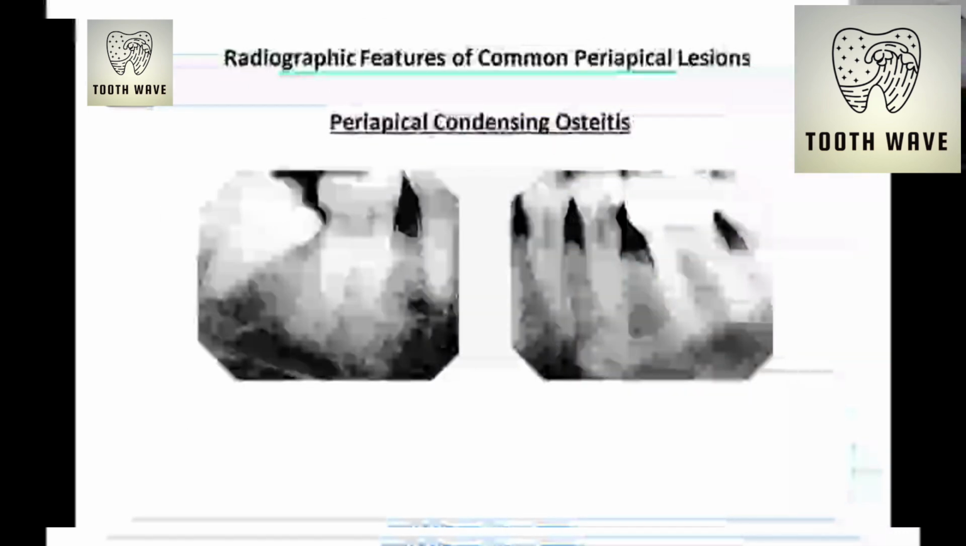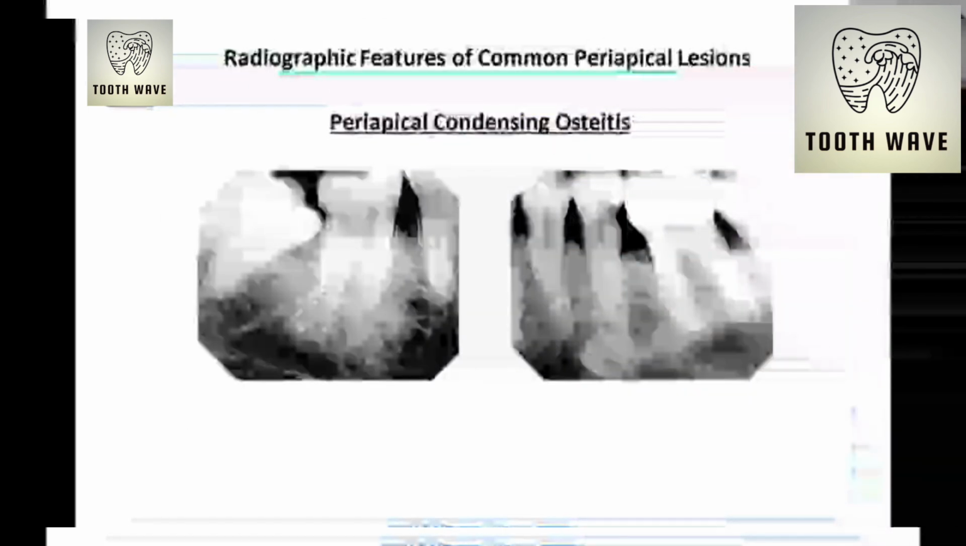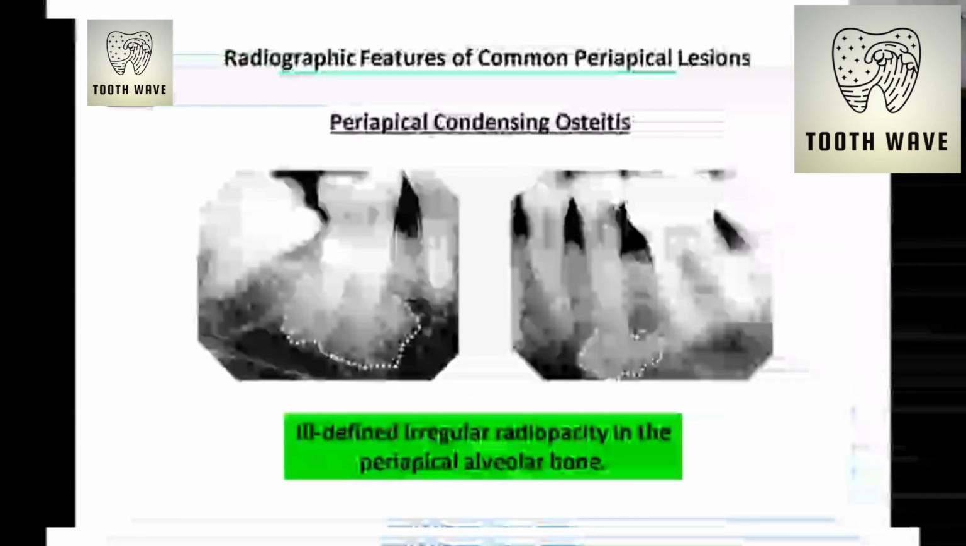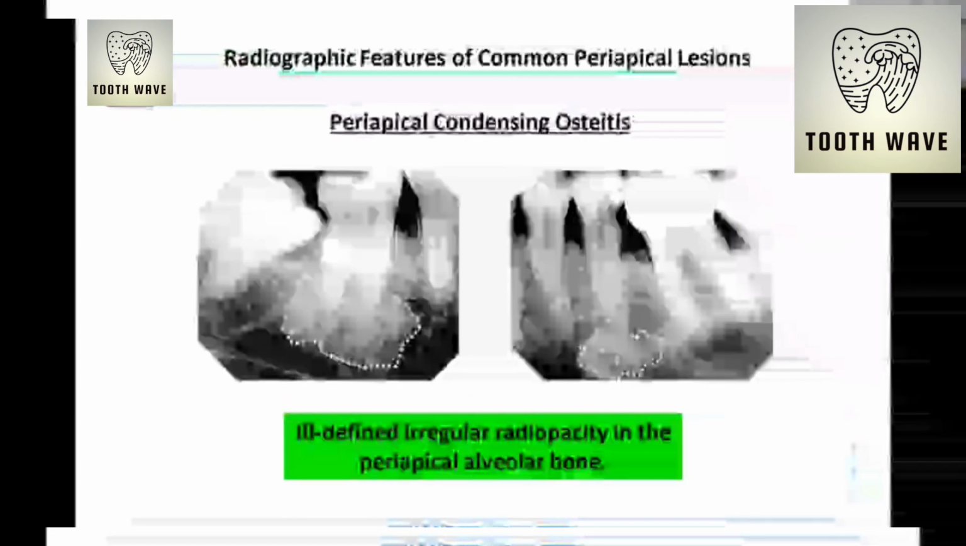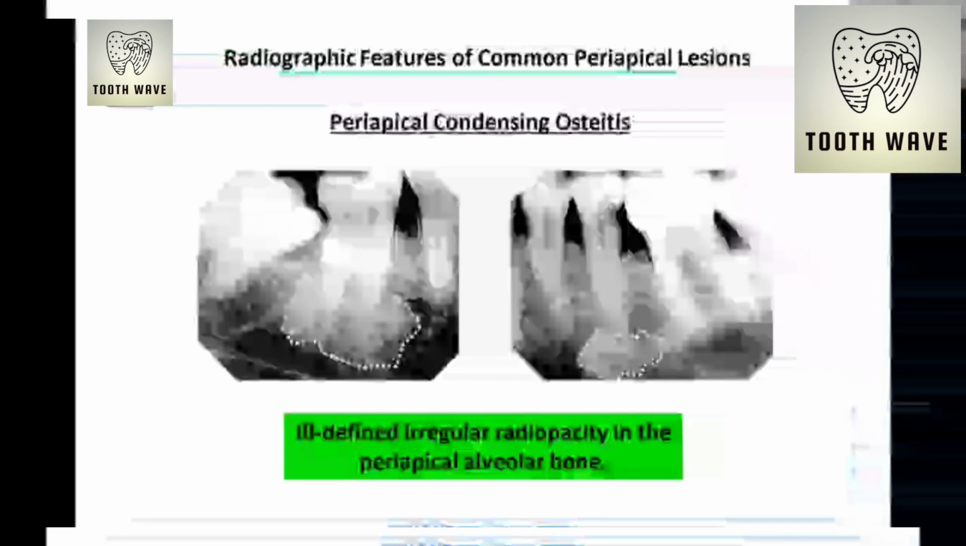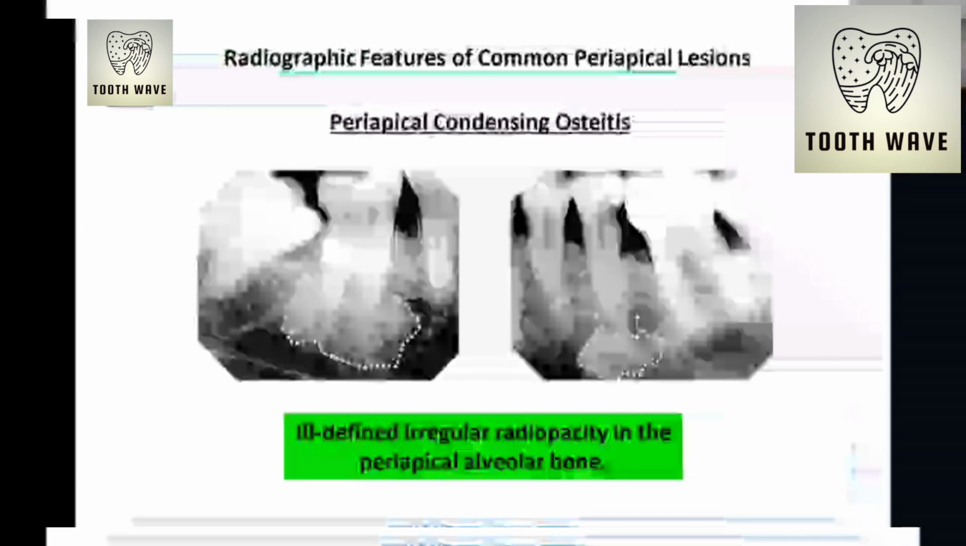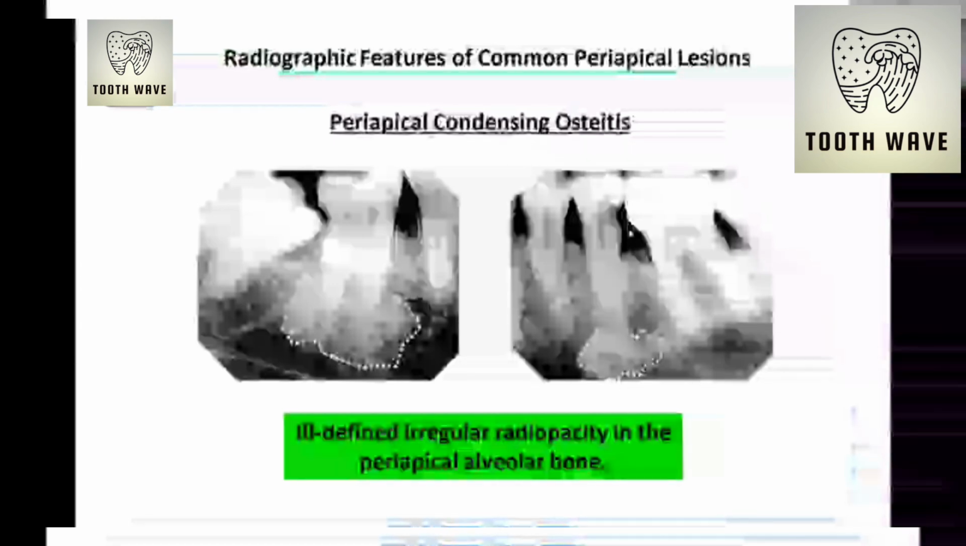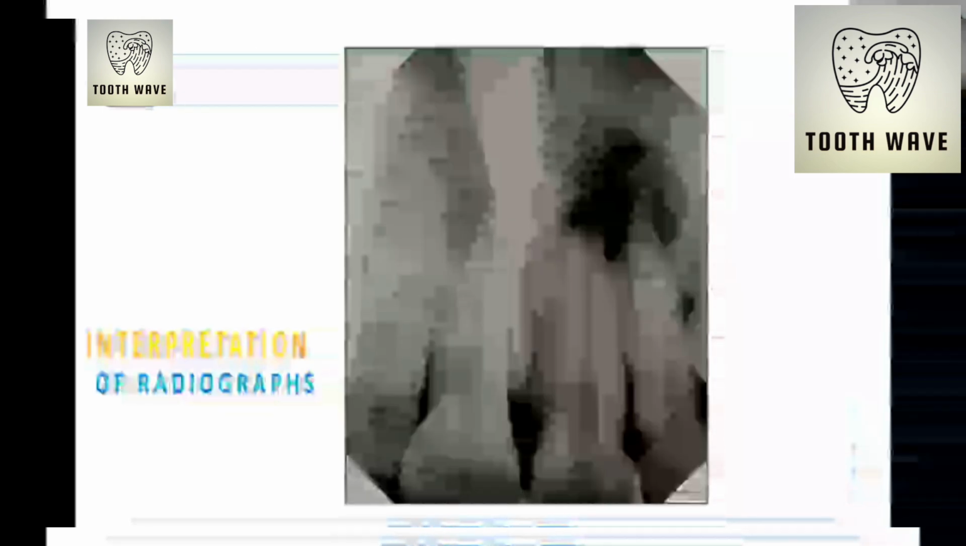So you can see this cariously involved tooth. You can see diffuse sclerosis, both the teeth. This is the premolar. In the crown, pulpal involvement, single-rooted, widening, loss of lamina dura, and irregular radiopacity. In the dentoalveolar crest, you can see there is horizontal bone loss around 5 to 6 mm below the CEJ. So this is a moderate periodontitis also.